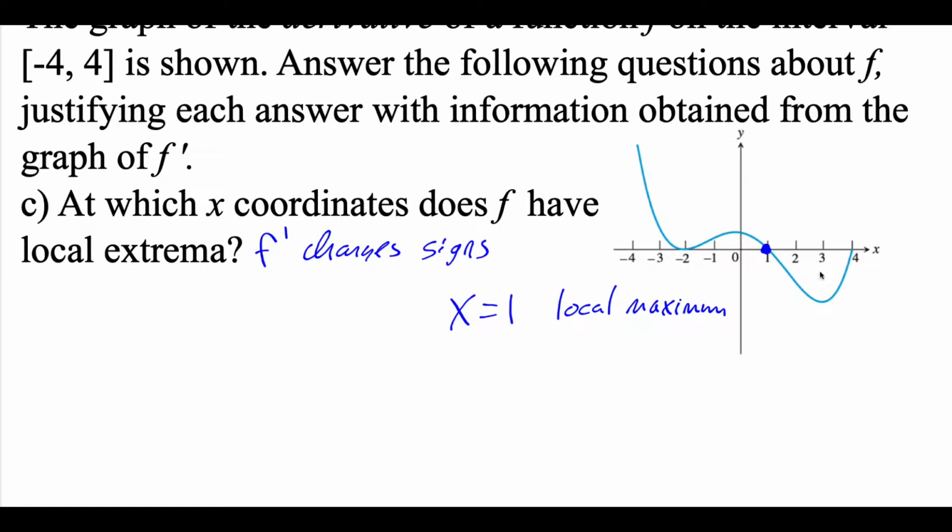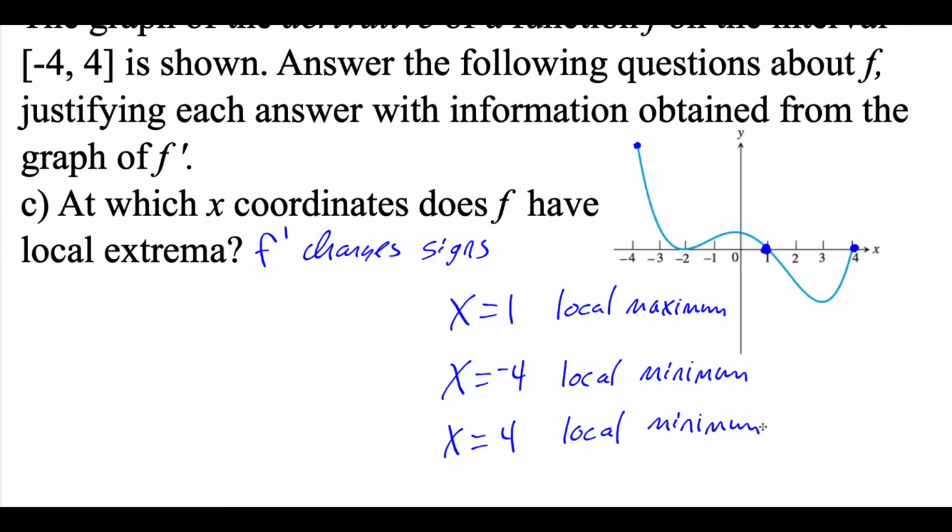Now, we also want to take a look at the endpoints of our derivative as well. So looking at the x value of -4, because our derivative is positive to the right of that left endpoint, then we have to have a local minimum there. And also, as we're looking at the right endpoint of 4, because the derivative is negative to the left of that right endpoint, then we've also got a local minimum happening there as well.